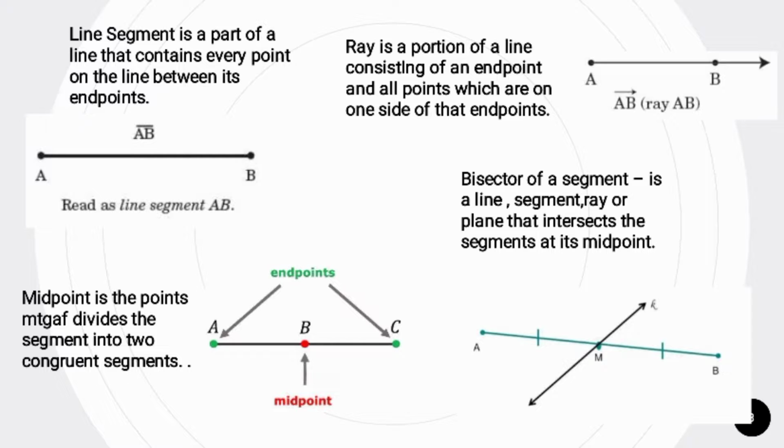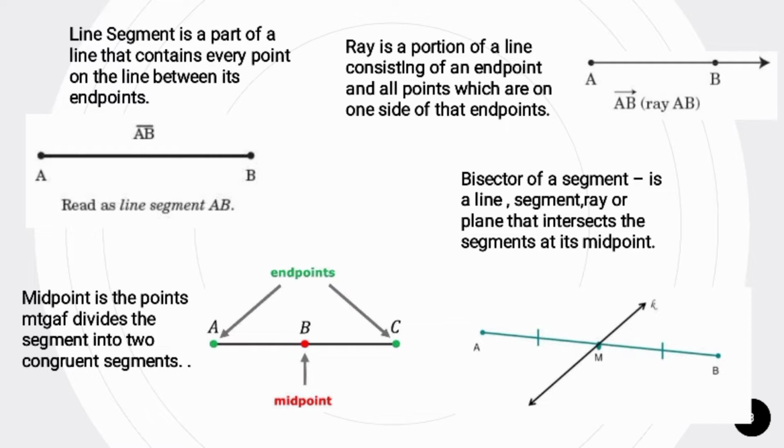A midpoint is the point that divides the segment into two congruent segments. And we have also an illustration. A bisector of a segment is a line, segment, ray, or plane that intersects the segment at its midpoint.